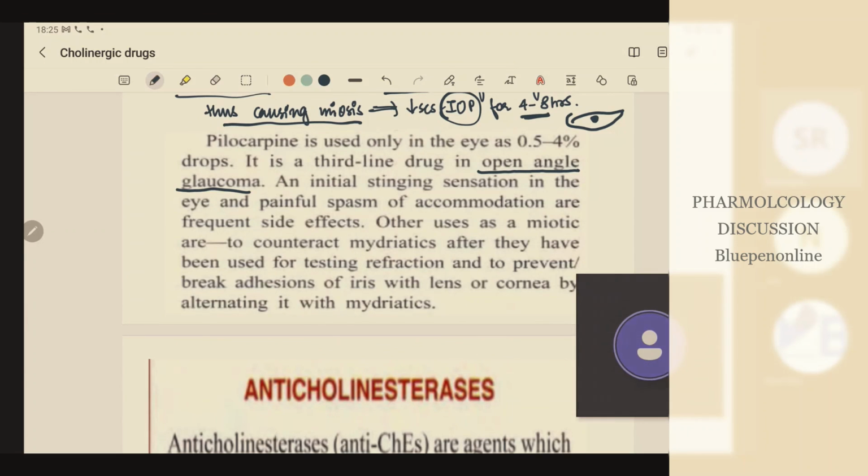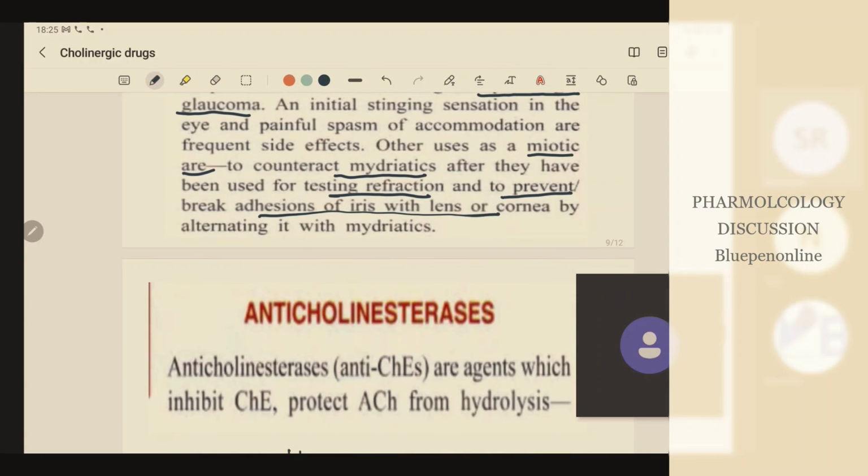What are the other uses? You remember whenever you go and get your spectacles checked, after you test for refraction, they dilate your pupils. It will be like that for 12 hours. But if you feel that it shouldn't be there for 12 hours and it should come down quickly, at that time they give pilocarpine. It is also used to break adhesions between the iris and the lens.